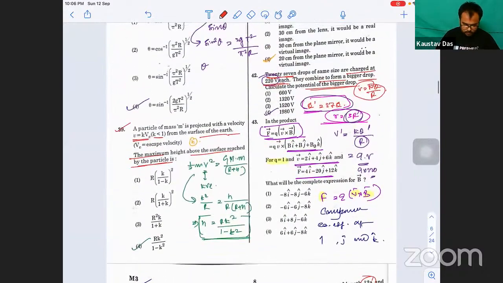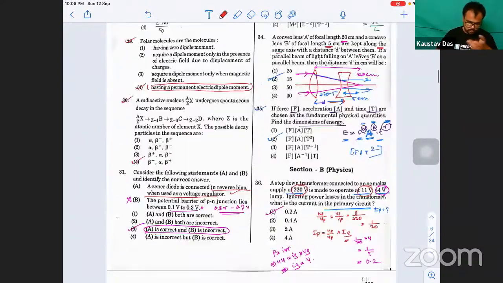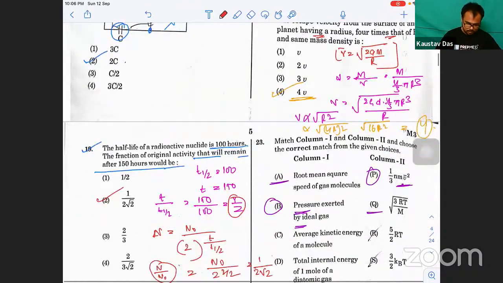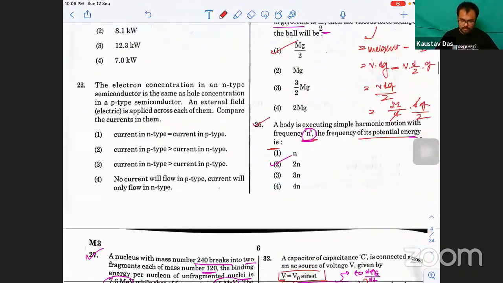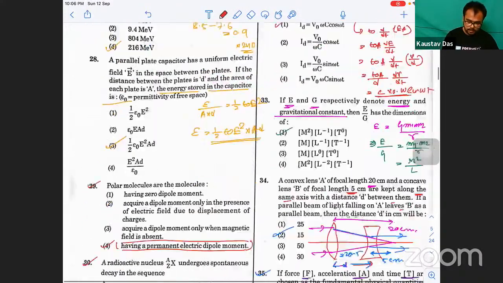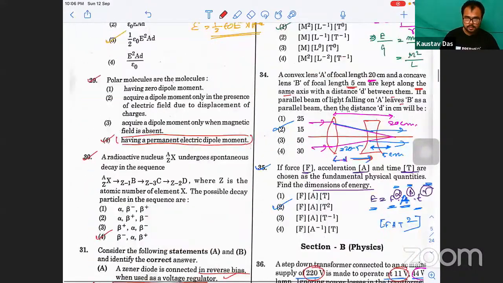options, we have done almost. Only two questions. I think for the last one, the calculations I have not completed, and another question in section B also I have not calculated. We are going to give you the answer in the Telegram.